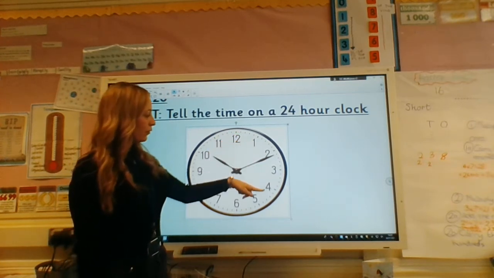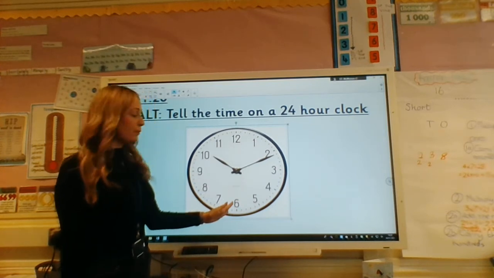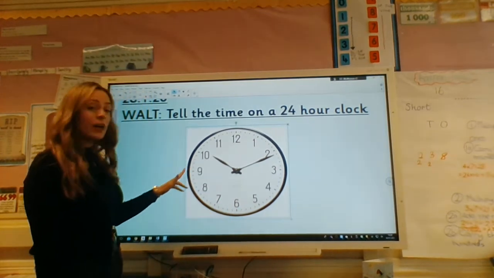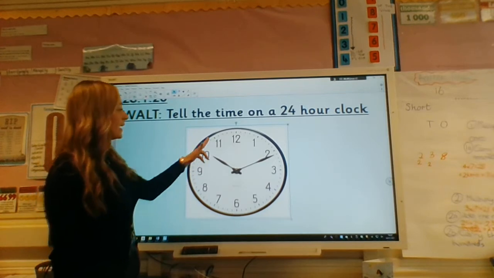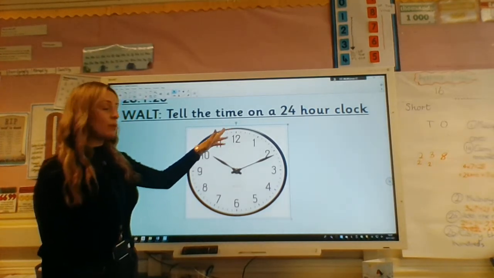and then 1, 2, 3, 4, 5, 6 o'clock, say 6 o'clock in the morning is when you're getting up, 7, 8, 9 is when you're starting school, 10, 11, 12 o'clock. Again, so we're back at 12.